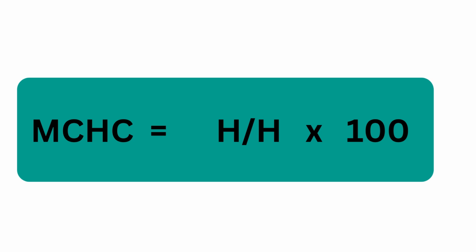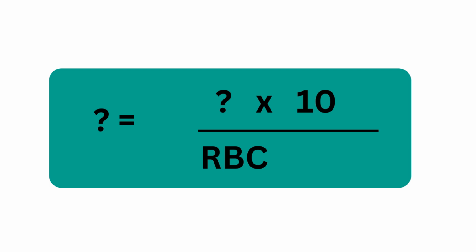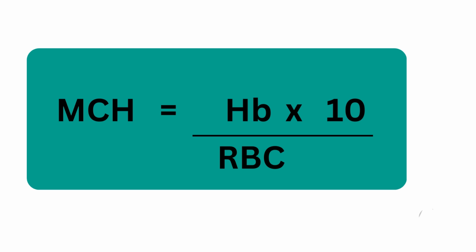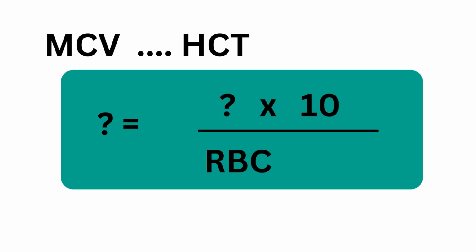MCHC is the simple equation to remember as H&H times 100. Once you remember the MCHC is the simple one, now you can worry about MCV and MCH. Again, note this familiar pattern in the equation, times 10 divided by RBC count. Let's calculate MCH substituting hemoglobin. If you can remember that pattern and MCV is linked to the hematocrit times 10 divided by RBC count, then you got it memorized.